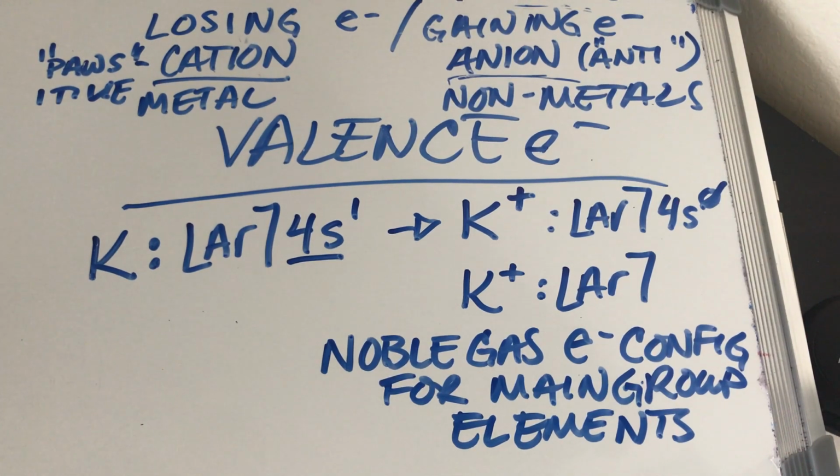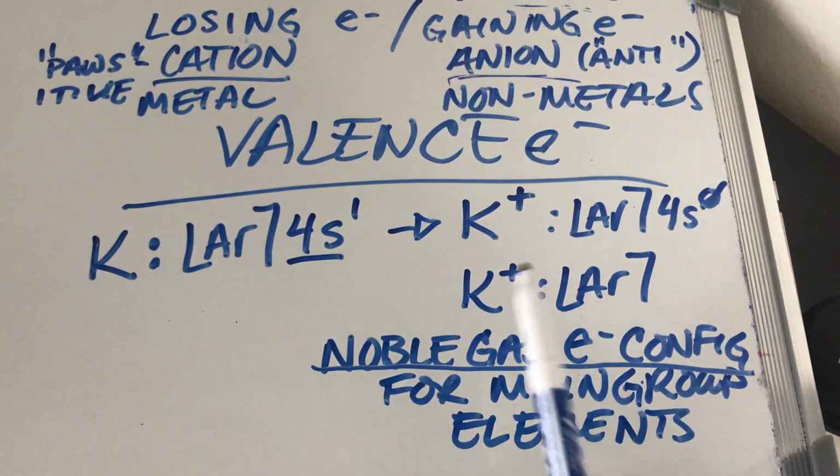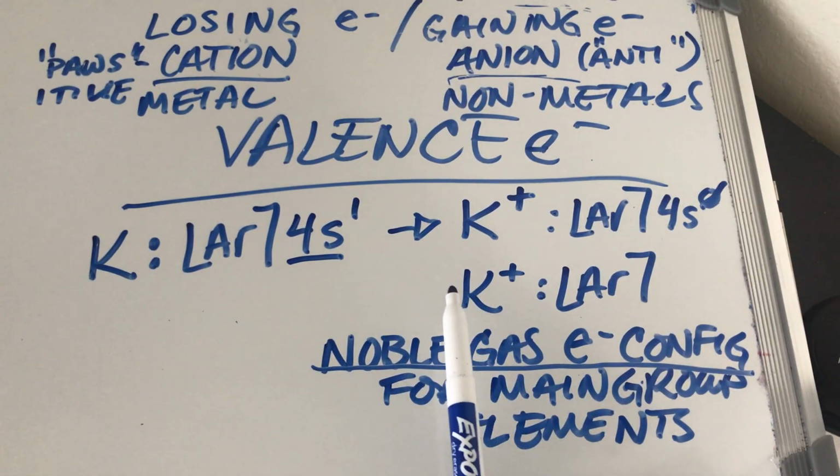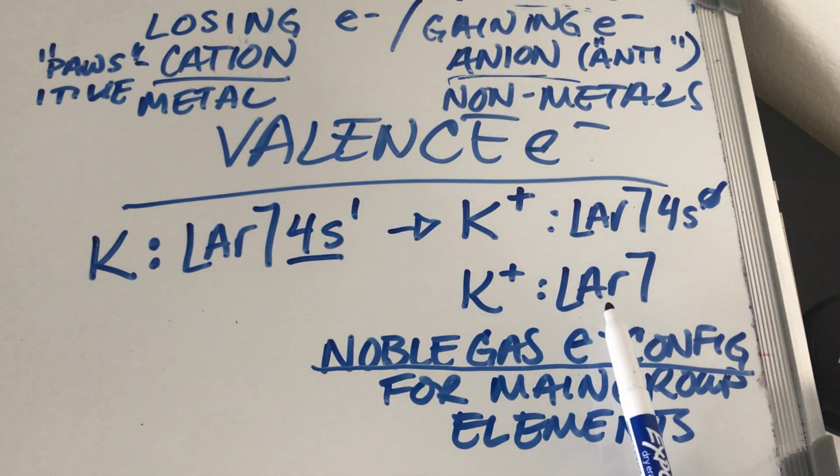Okay, so we talk about the noble gas electron configuration, right? We're saying that if you lose electrons and you end up with just a noble gas electron configuration left over, then you effectively have the same electron configuration as the noble gas, right? Does that mean you have the same element?